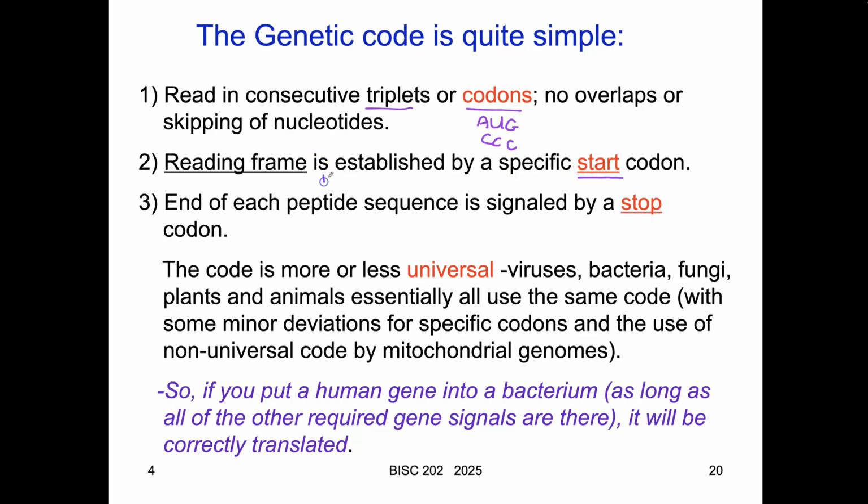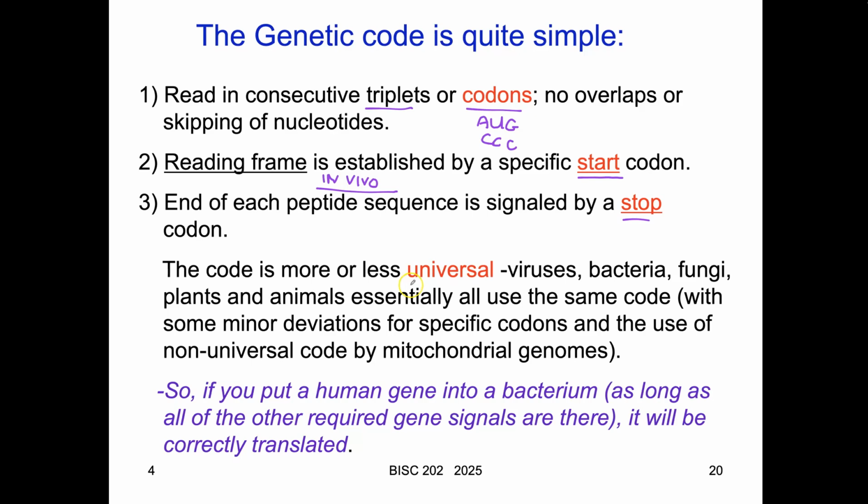That's in vivo, which means in the organism, not in a test tube. You can get it to start without a start codon in a test tube, but in the body it requires the start codon. And the end of the sequence is signaled by a stop codon as well.